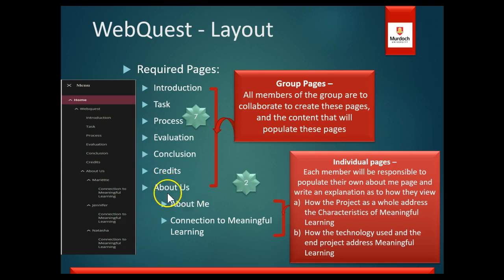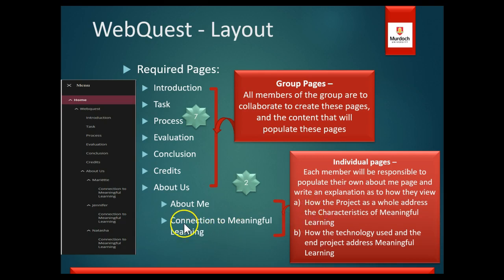And then under the about us, you need to have sub-pages for each student, an about me page and a connect with meaningful learning page. These 2 pages are then individual pages for each student, and this is what each student needs to populate their pages with. On the About Me page, you need to tell us a little bit about yourself, your background, your teaching background. Give us a little bit of a philosophy on how teaching and learning should occur according to you.